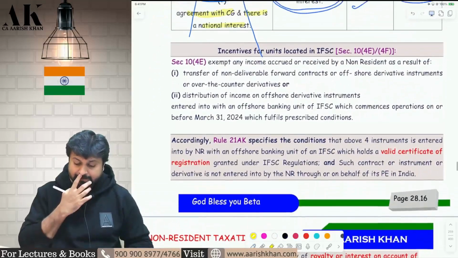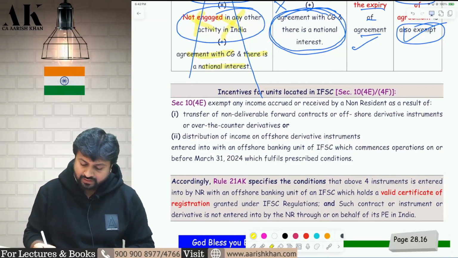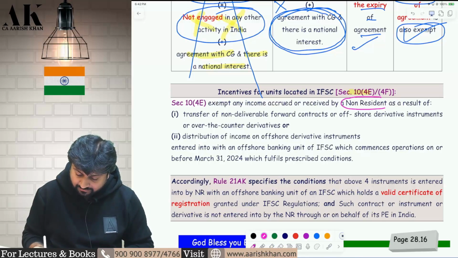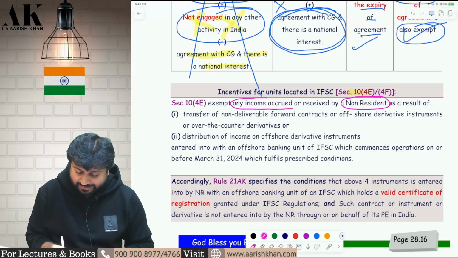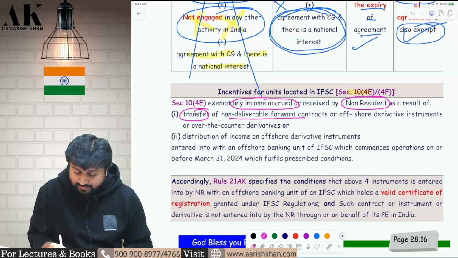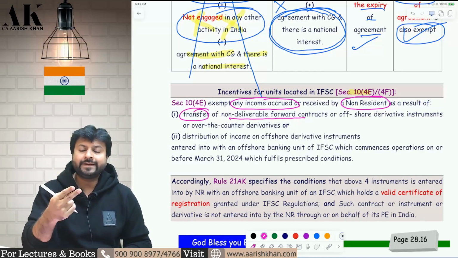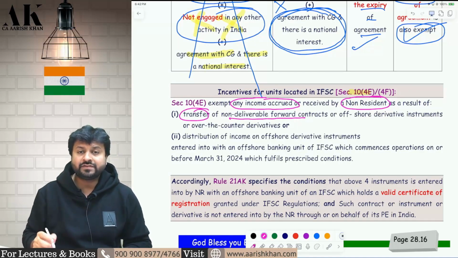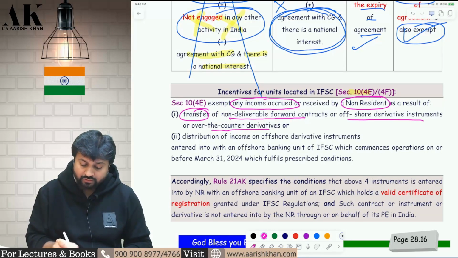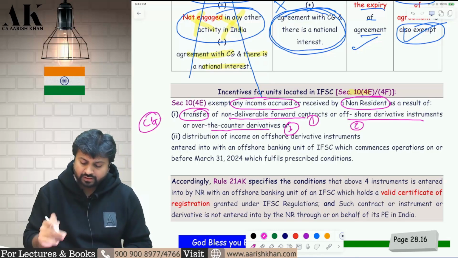Now some technical discussion we are going to do with respect to section 10, not very important for the exam. Let me tell you very honestly. The very first one is section 10(4)(e). What is 10(4)(e)? If you are a non-resident, and you earn any income, how? By transfer of 3 items: a non-deliverable forward contract, an offshore derivative instrument, or an over-the-counter derivative. You are earning capital gains by transferring these 3 items. Then your capital gains will be exempt.